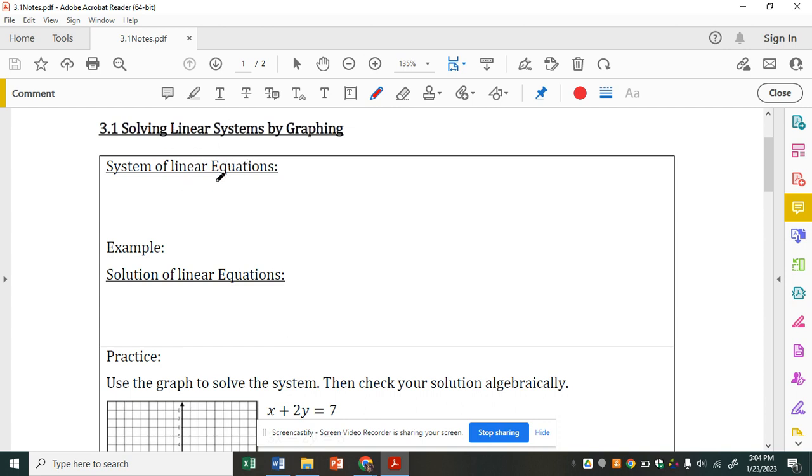Okay? This whole chapter is a brand new chapter. There's only I think three or four sections to this chapter, but it's all about systems of equations. So the first thing that I want to do is define a system of linear equations. A system consists of two or more linear equations that use the same two variables.